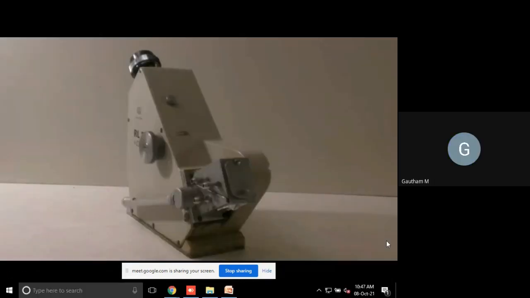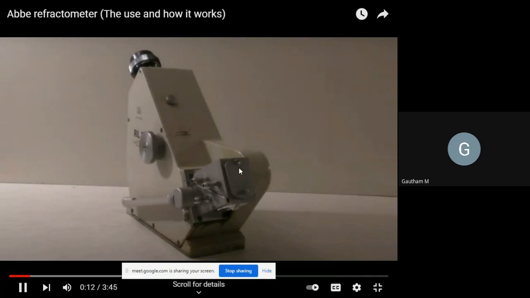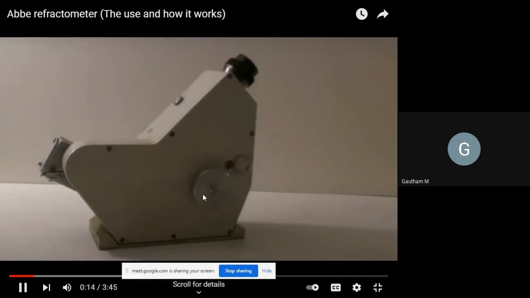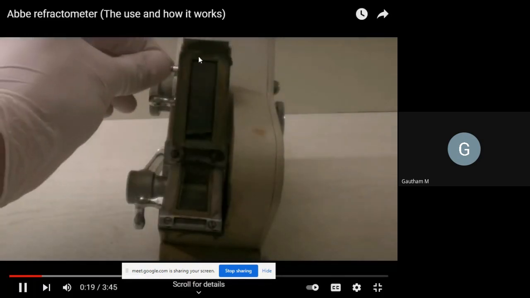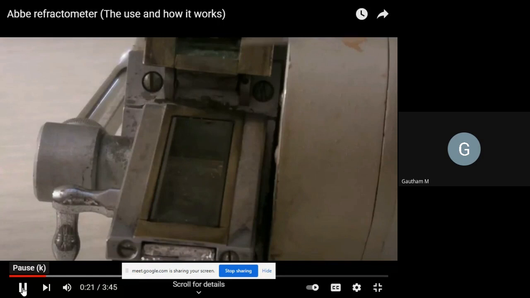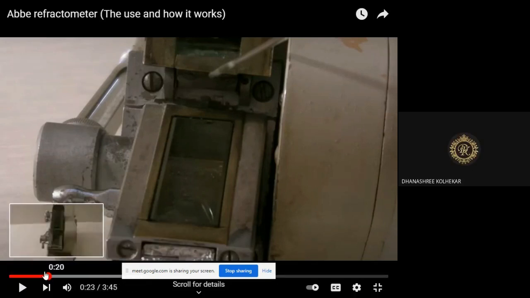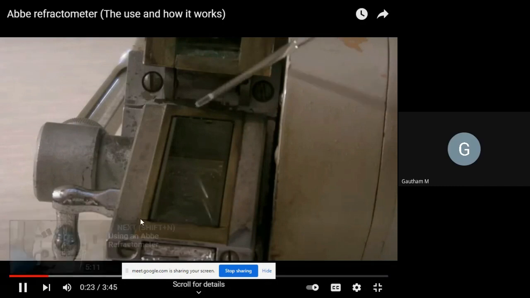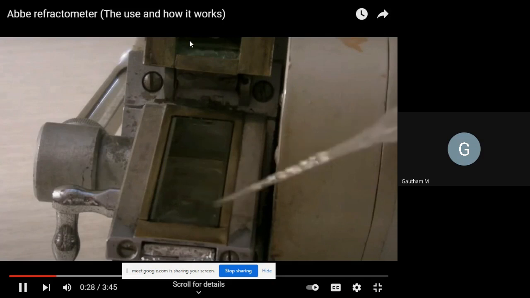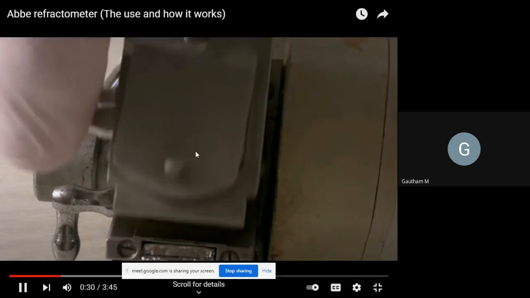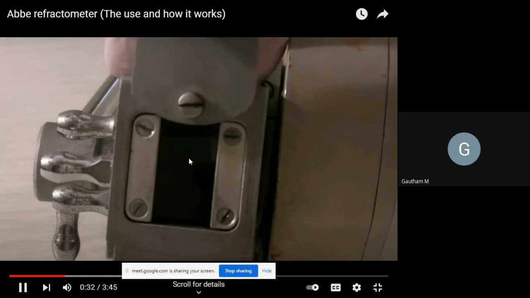So this is the Abbe refractometer. I'll explain to you. Here you can see a small opening through which the light will enter. Here we are opening it, and it contains two prisms. Down to this glass slide there is a prism, and above there is a prism. You put the sample, and when you press it, it will form a thin film.